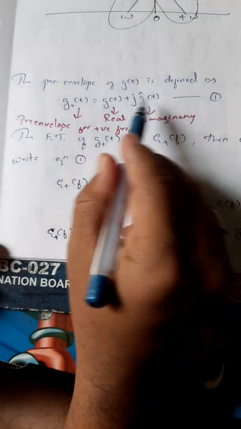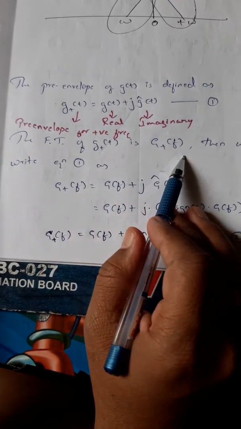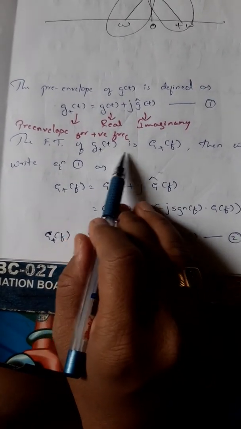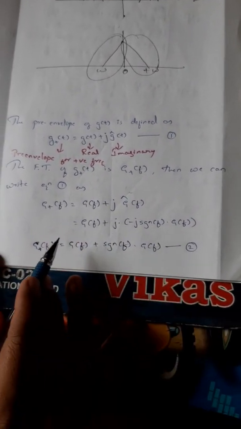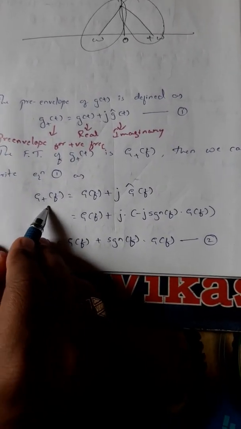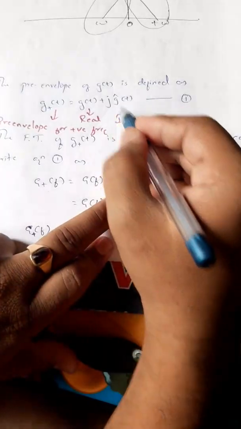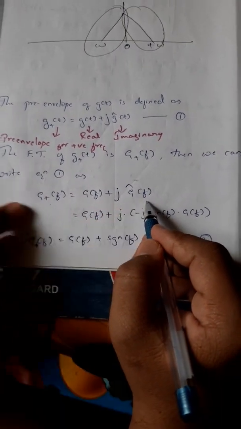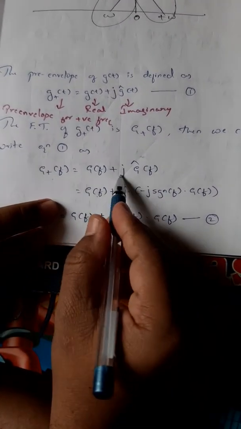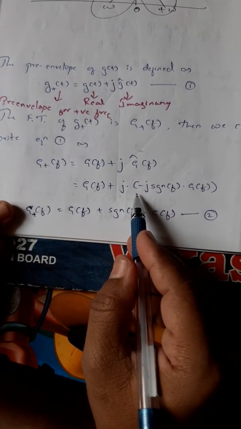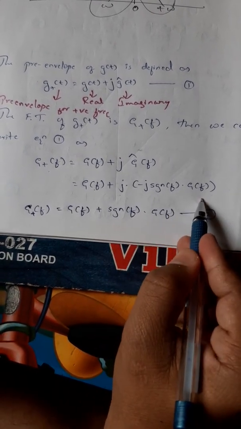Now apply the Fourier transform to this above equation. That is Fourier transform of g plus of t is equal to g plus of f. Then we can write equation 1 as g plus of f is equal to g of f plus j into g cap of f. Just wrote in the frequency domain. So g of f as it is, j as it is. What is g cap of f? This we already seen. It is minus j signum of f into g of f. It is from the Hilbert transform.